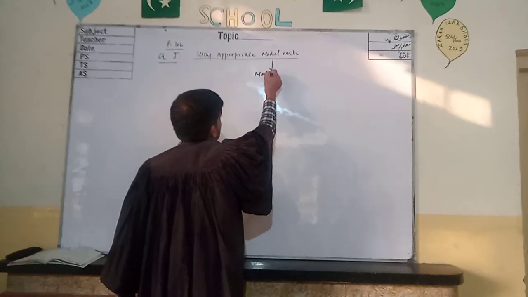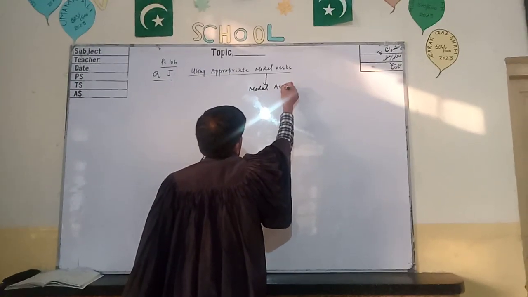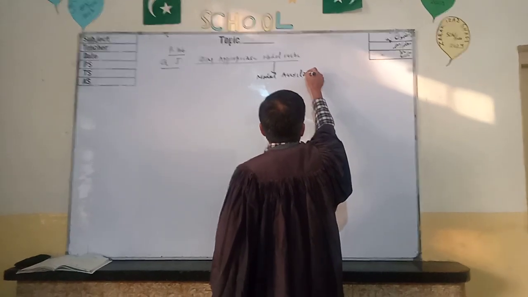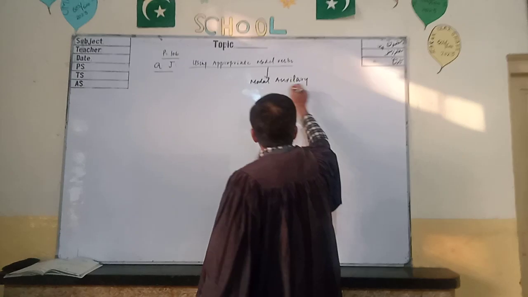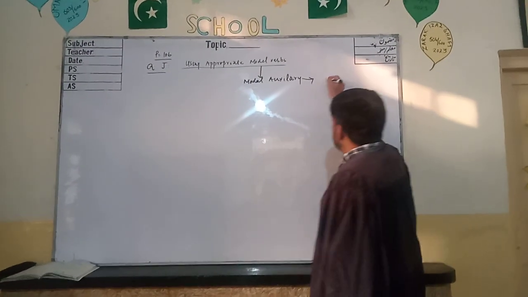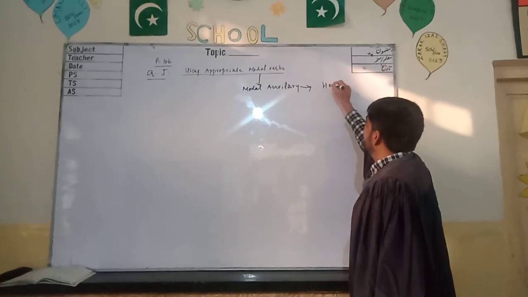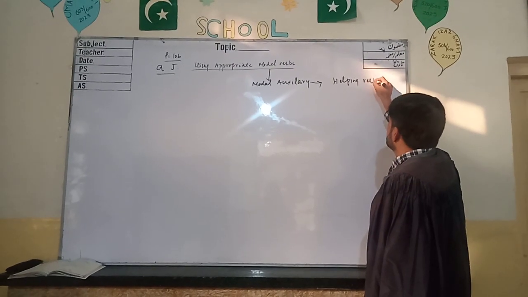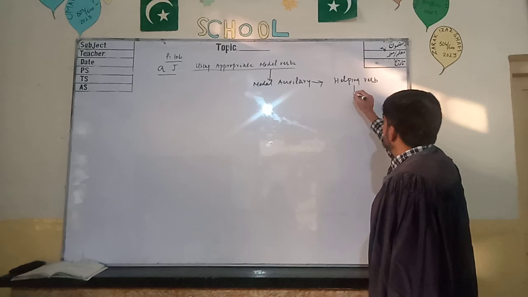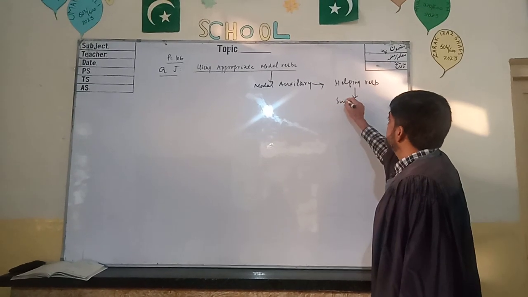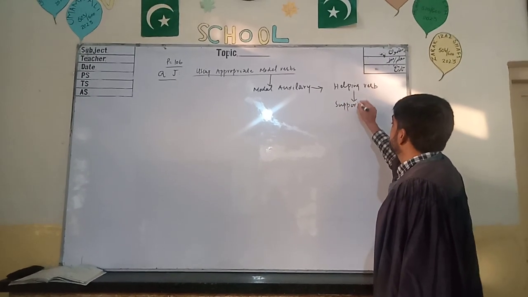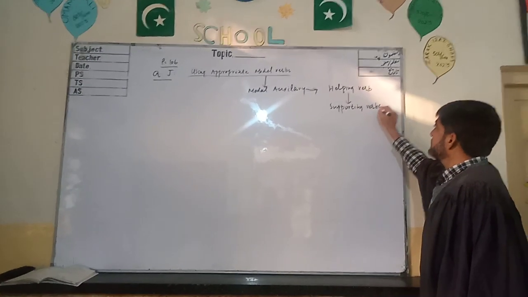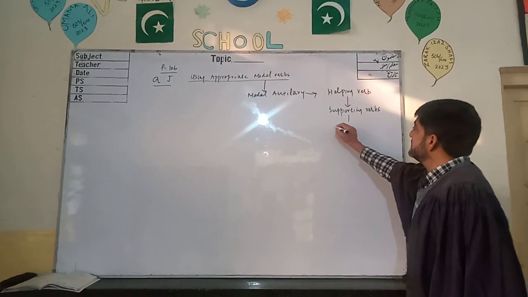Are also known as modal auxiliary. Where there is the word auxiliary, it always refers to a helping verb. Helping verbs are known as supporting verbs. Supporting verbs are those verbs which support the main verb.